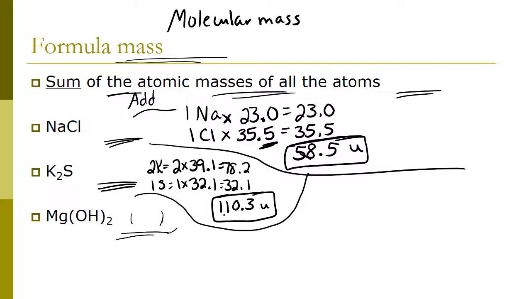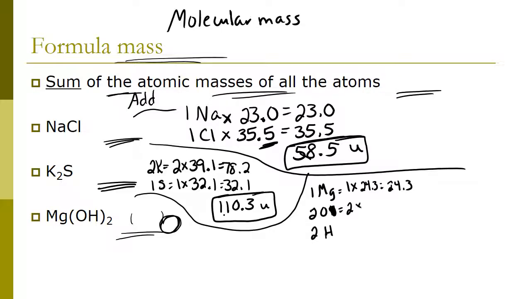And if you have parentheses, you're going to take the number outside and multiply it by everything inside, just like you would in algebra. So for this particular compound, there's 1 magnesium, there's 2 oxygens, and there's 2 hydrogens. Wow, I just wrote OH right there. Okay, 1 magnesium, 2 oxygens, 2 hydrogens. Let's see here. Magnesium is 24.3. Multiply that out, get 24.3.